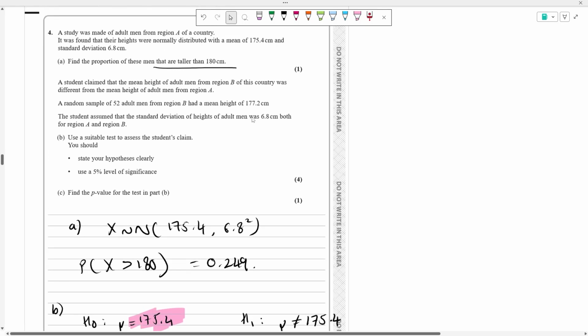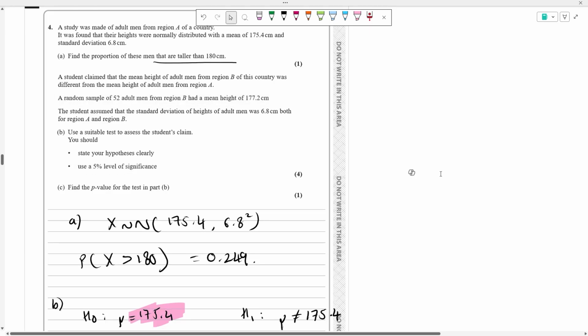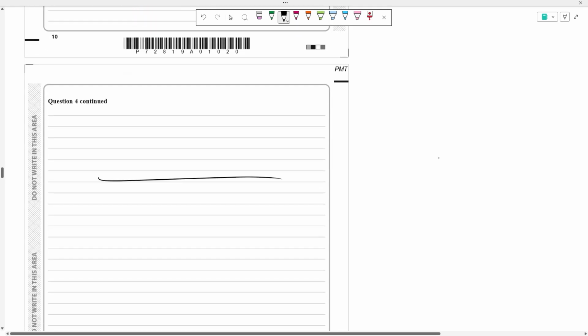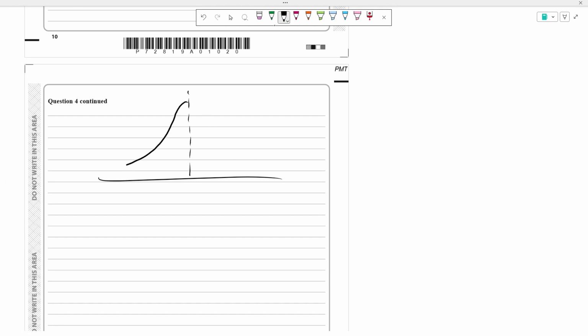Now in our binomial question, we had a key value, and we actually do have a key value here as well of 177.2, and we will just test this. Does this fit within the 5% significance level? So what I'm going to do is quickly draw a normal distribution curve, and we can think about this visually.